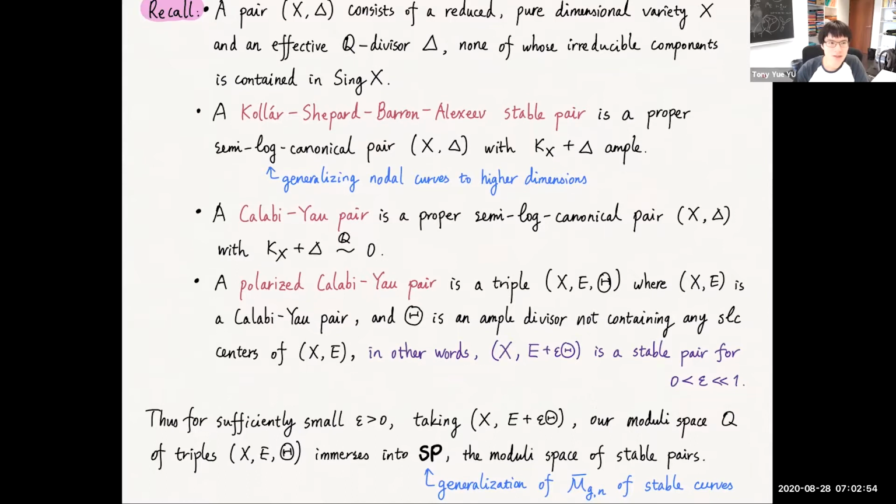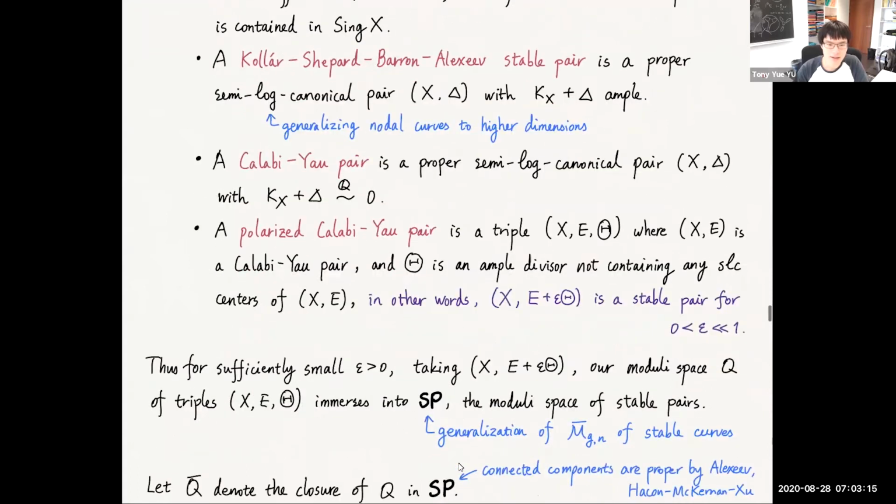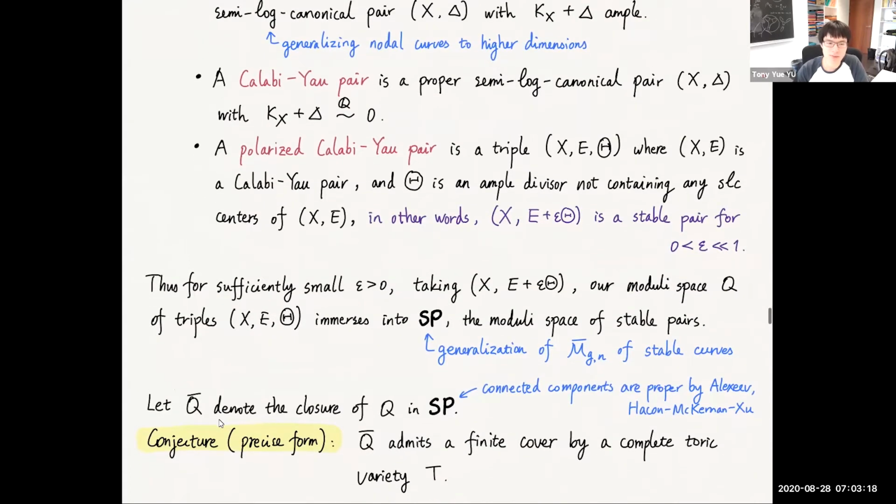For sufficiently small epsilon, if we consider the pair (X, E plus epsilon theta), then our moduli space of triples immerses into the moduli space of stable pairs. So we can take a closure of our moduli space Q in the moduli space of stable pairs, and thus we have a precise form of our conjecture for the compactified moduli space: Q bar admits a finite cover by a complete toric variety T.